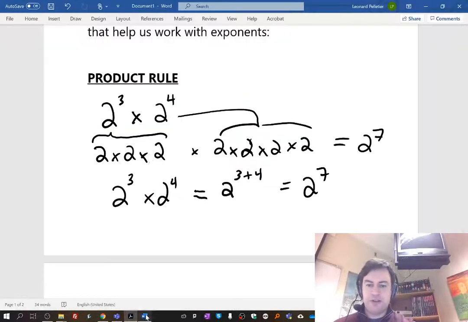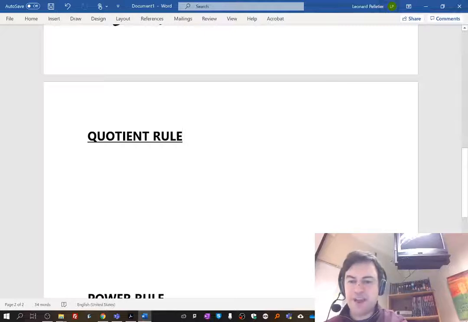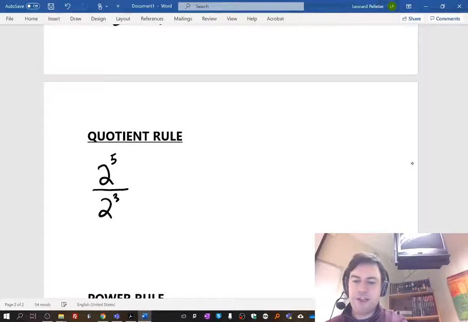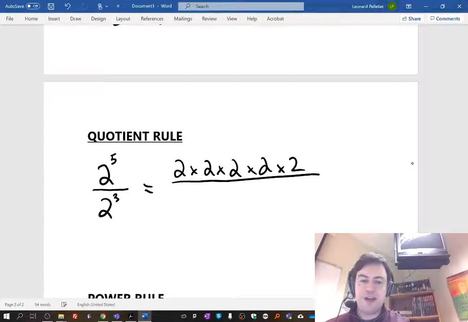We're going to go to the next rule, the quotient rule. It's sort of the same thing, but for division. So we'll take a look at an example for that. If we have, say, 2 to the power of 5 divided by 2 to the power of 3, and we were to expand this out, that's the equivalent to 2 times 2 times 2 times 2 times 2. We'll just put 5 2's along the top, and then we have 3 2's on the bottom.